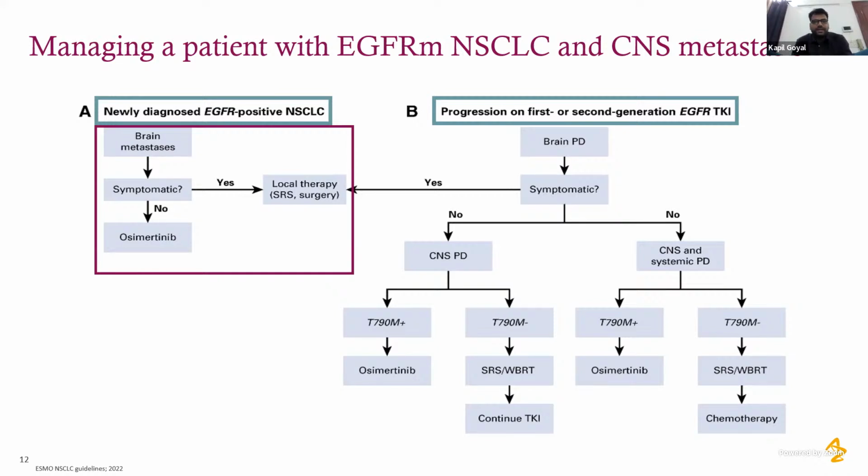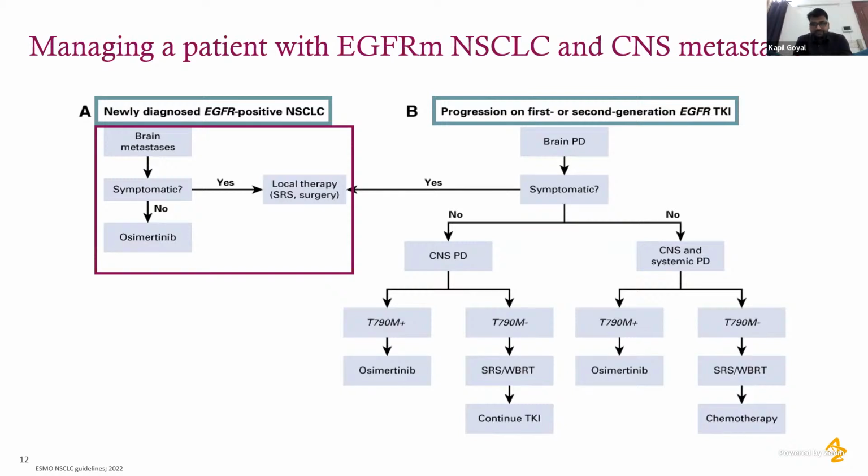If there is no symptomatic brain metastasis and it is just incidentally found on MRI imaging, we can go straight away for osimertinib without having to resort to local therapy. If there is progression on a first or second generation EGFR TKI, which might have happened due to non-affordability, and the patient has brain PD that is symptomatic, we have to resort to local therapy.